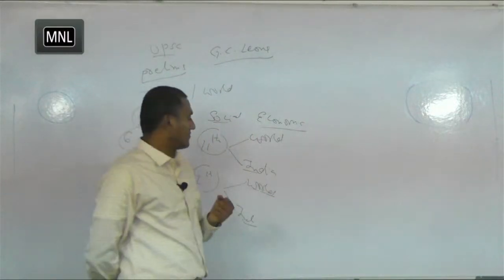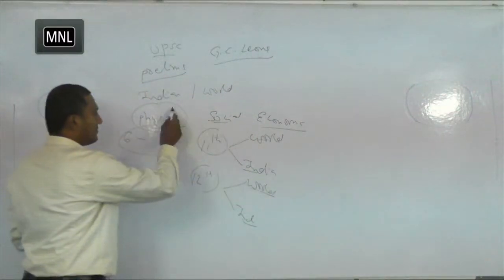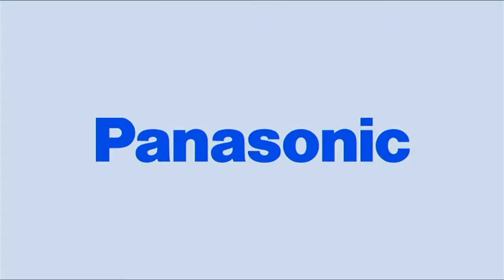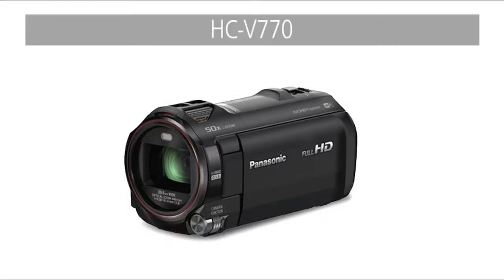Now, friends, the same physical geography in 11th and human geography in 12th are mixed in 6 to 12. They have mixed it: world physical, Indian physical, world human, Indian human, like that.